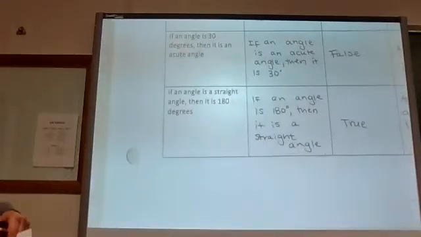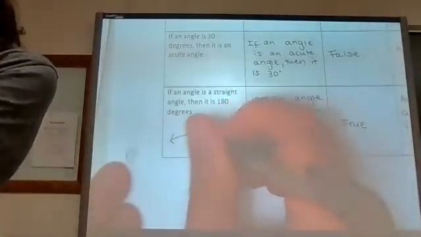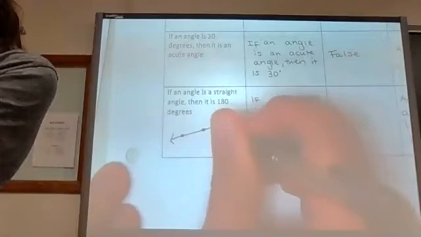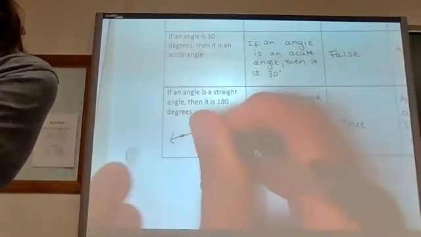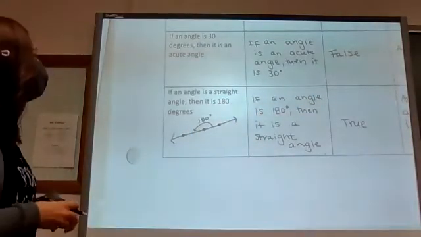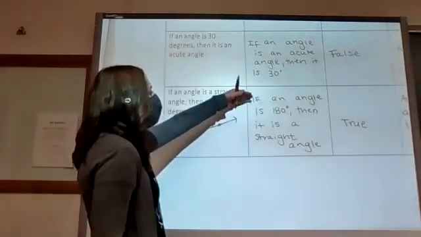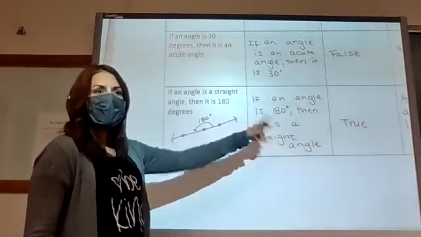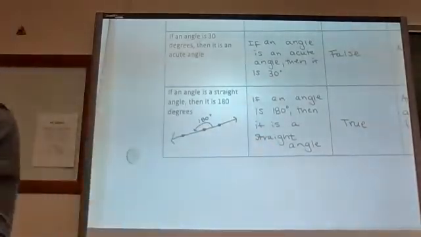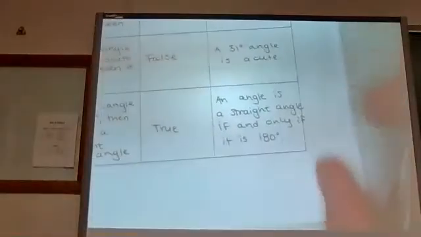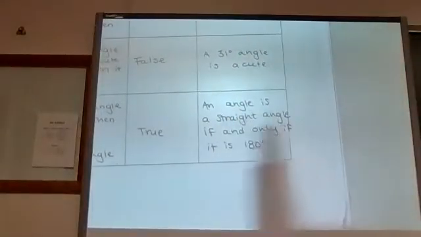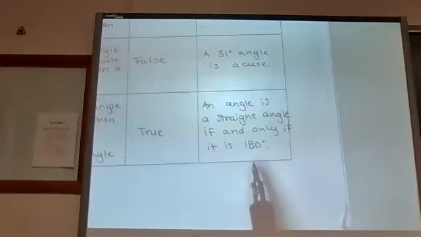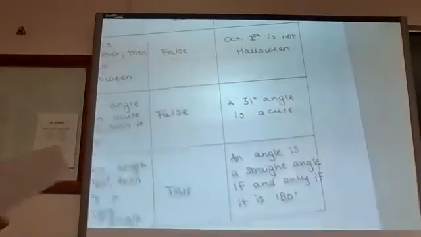Last one, if an angle is a straight angle, then it's 180 degrees. Just a reminder from our vocab, straight angles look like lines. I have a straight angle and the rotation is 180 degrees. Okay, so if an angle is a straight angle, then it's 180 degrees. If an angle is 180 degrees, then it's a straight angle. Still true. Okay, it's true both ways. And so if it's true both ways, we can write a biconditional. An angle is a straight angle if and only if it is 180 degrees. Okay? How'd we do? All right, good.